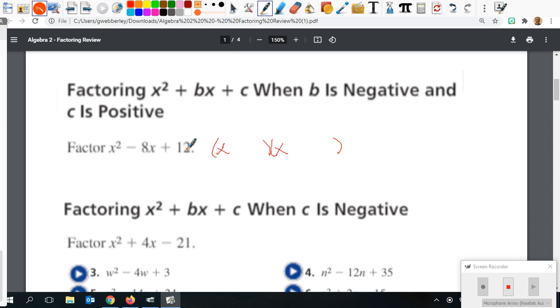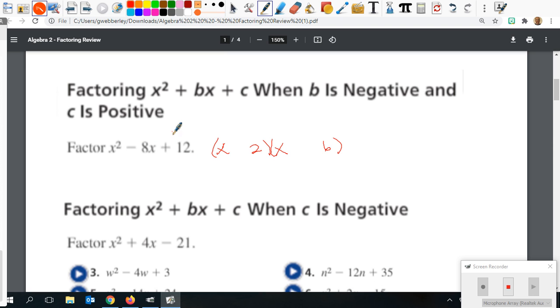How about 2 and 6? Does 2 and 6 work? Does 2 and 6 add to give us 8? Yes, they do. So 2 and 6 are the numbers then. That tells us those are the numbers. They're both going to be the same sign. Okay. Now remember, we're adding here.